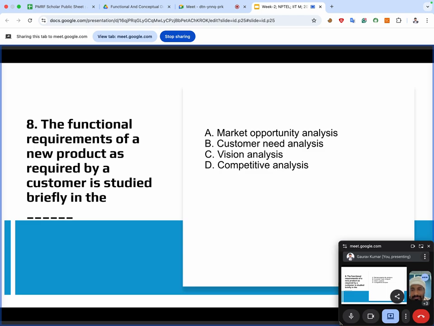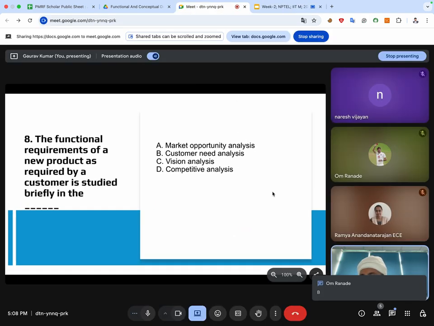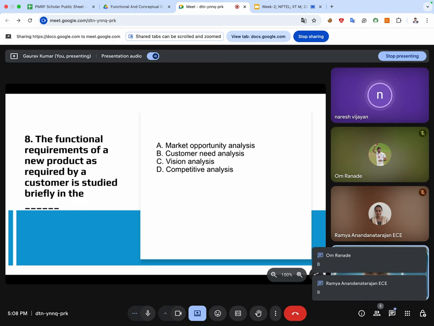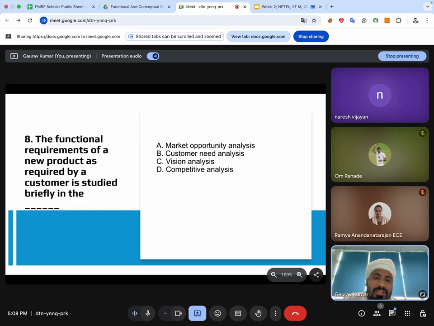Okay, question number 8. The functional requirement of a new product as required by a customer is studied briefly in the dash. Market opportunity analysis, customer need analysis, vision analysis, competitive analysis. What is the right answer? Please answer, everyone. Okay, Om is saying customer need analysis. Okay. So everyone is right. Yeah, B is the right one. Understanding what the customer needs, customer need analysis, is the right answer. Yeah, correct. Thank you guys.